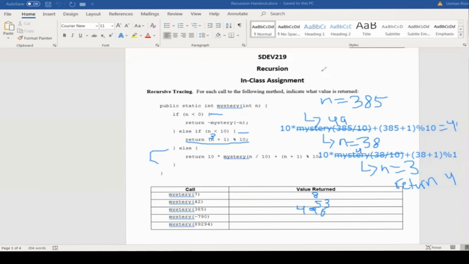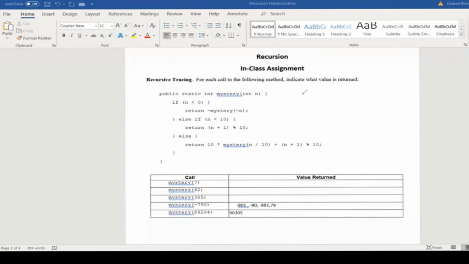All right. So now, if you can see, this is the actual in-class assignment, and there we have 3 questions on there. I'm going to try 790 and see what we actually get. So n equals negative 790. When it's negative 790, it is less than 0. In this case, we return negative mystery function again with a positive value, calling the recursion with the positive value, and then we don't know what this is going to be. So we call recursion again with the value of 790.